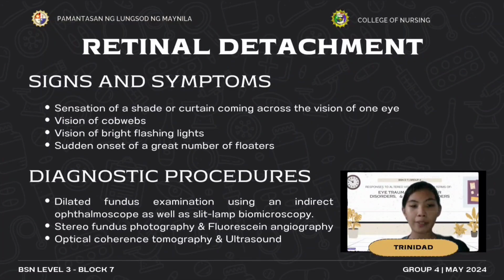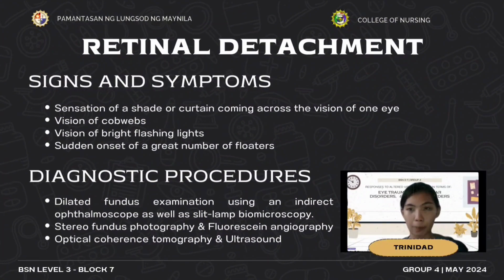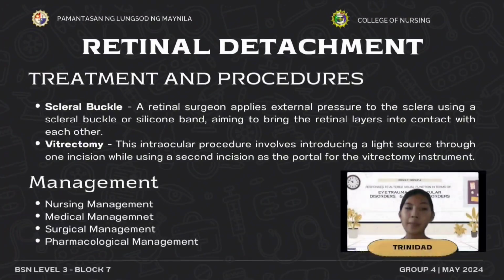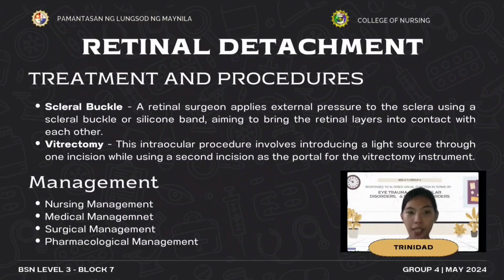It is imperative to identify all retinal breaks, fibrous bands potentially causing traction on the retina, and any degenerative changes present. For the treatment and procedures in cases of rhegmatogenous retinal detachment, surgical interventions aim to reattach the sensory retina to the retinal pigment epithelium.